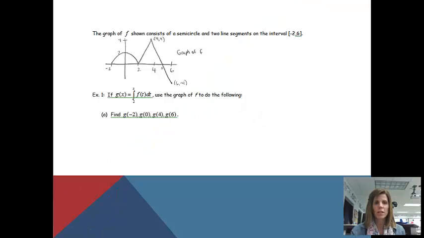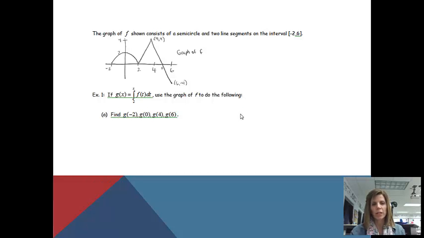All right, let me just go ahead and read the problem. The graph of f shown consists of a semicircle and two line segments, as you can see, on the interval from -2 to 6. In example 1, it's letting us know that g of x is equal to the integral from 2 to x of f of t, and it says to use the graph of f to do the following.